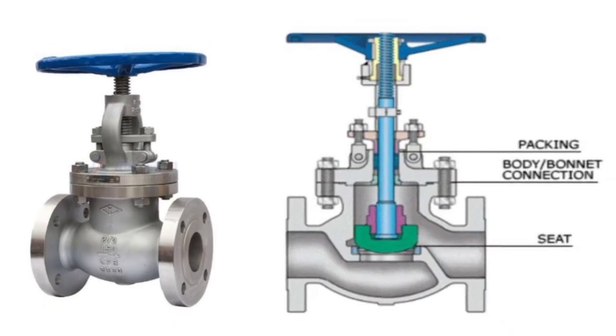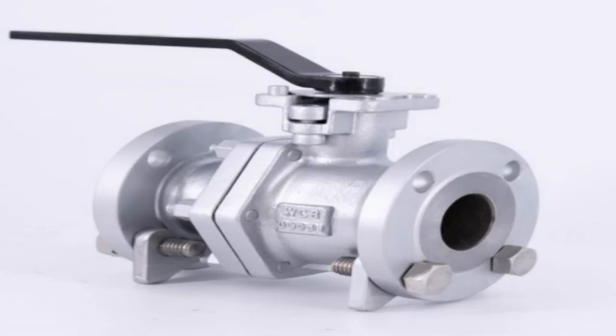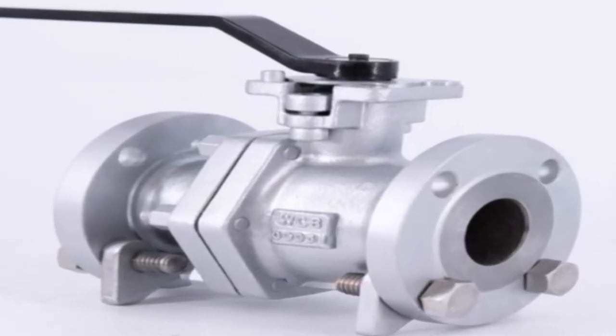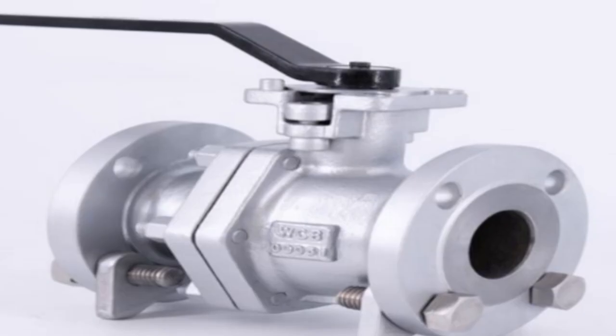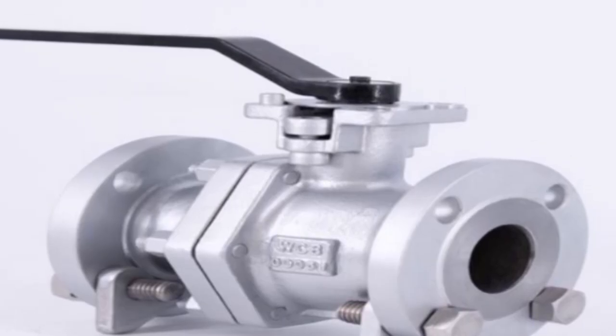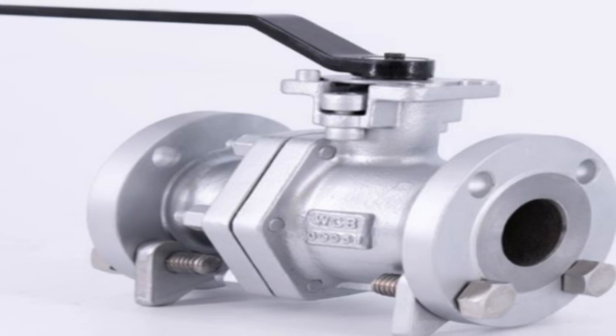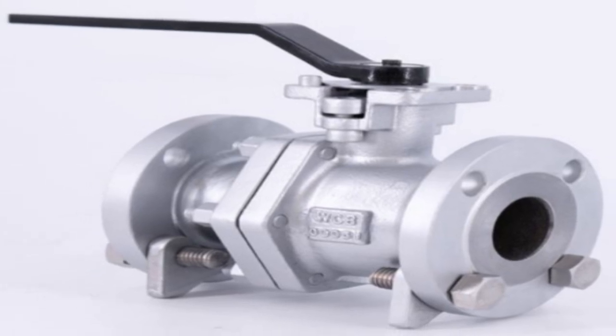Ball valve. The ball valve has a compact body and a round ball with a hole in the middle. On the top, it has a lever handle. When you turn the handle, the ball rotates. If the hole lines up with the pipe, the fluid flows freely. If the ball is turned sideways, the flow stops completely. It only takes a quarter turn to operate.